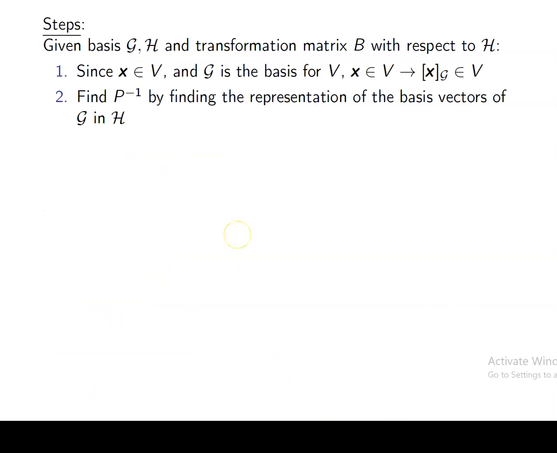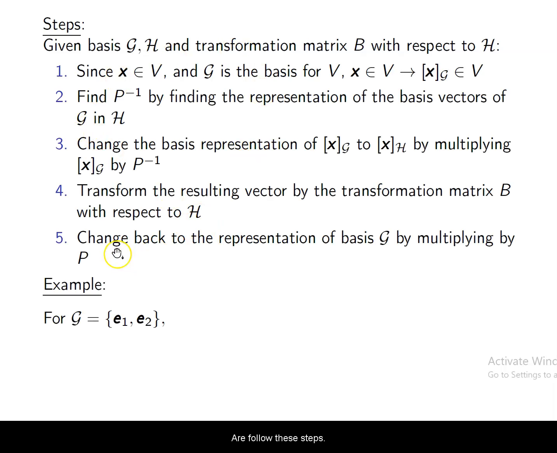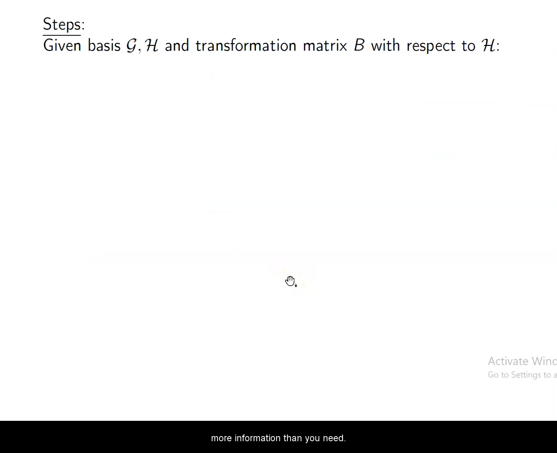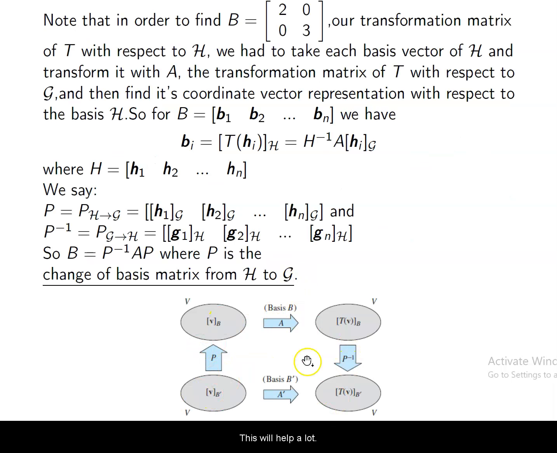the big takeaways here are to follow these steps. This first step is kind of arbitrary, because they're never really going to give you just an X and V and say now you have to represent it in G. In fact, most of the time they're not even going to give you a vector at all. They're just going to say, here's a basis, here's a basis, now find your transformation. So it's a lot easier than I outlined here. If this was semi-confusing to you, it's okay. I gave you more information than you need. This will help a lot.